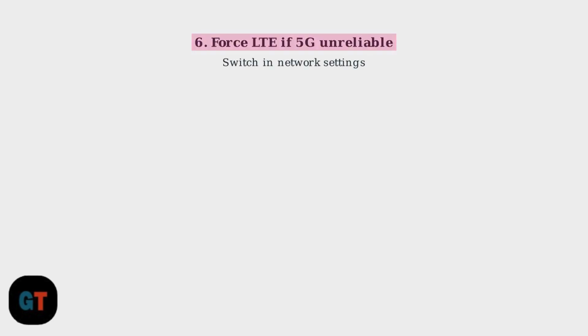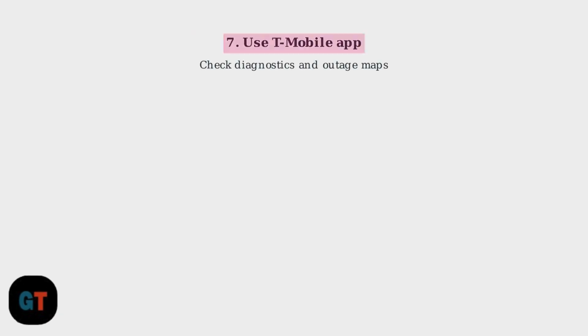If 5G is unreliable, force your phone to use LTE in the network settings for better stability. Open the T-Mobile app for diagnostics and real-time outage maps to identify service issues. If problems persist, contact T-Mobile support for further assistance.